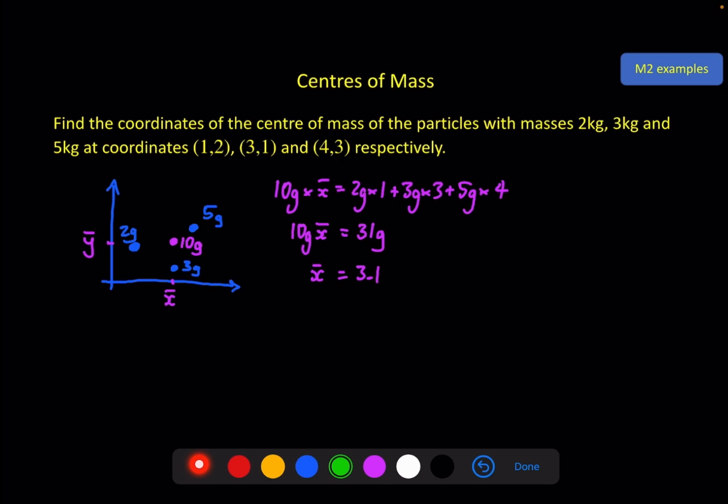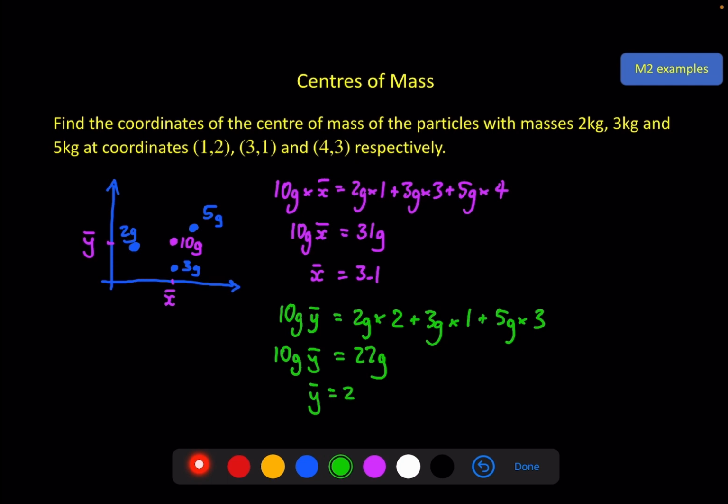Then for the y bar, we've got 10g again, but now we're looking in the y direction. 2g times its y-coordinate, plus 3g times its y-coordinate, plus 5g times its y-coordinate. And that gives us 22g. 10g y bar, which gives y bar as 2.2. So the coordinates of the centre of mass, which unless I'm told otherwise I will always call g, is 3.1, 2.2.